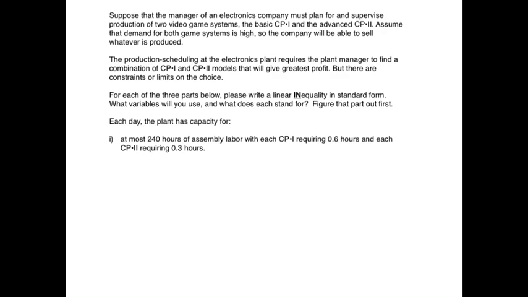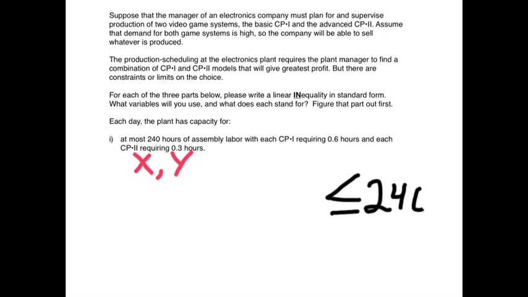But wait, I said we needed variables. For the CP1, what letter should I use? I'm just going to use good old-fashioned X's and Y's. X is the CP1, and Y is the CP2. So with our constraint here, we have to have at most 240 hours. That means whatever combination of X's and Y's we come up with has to be less than or equal to 240.